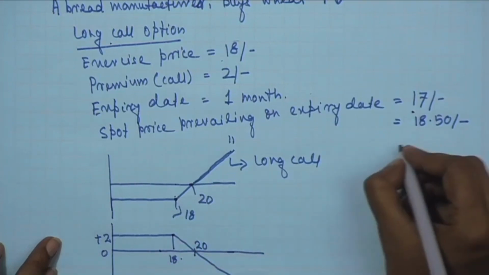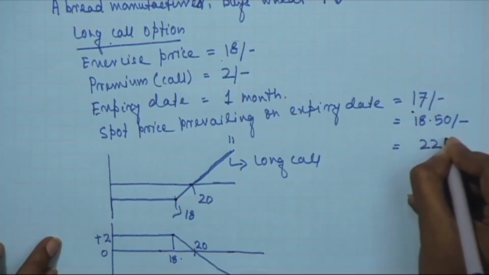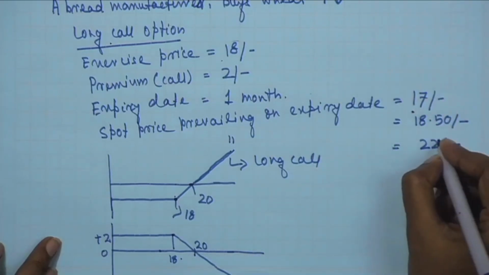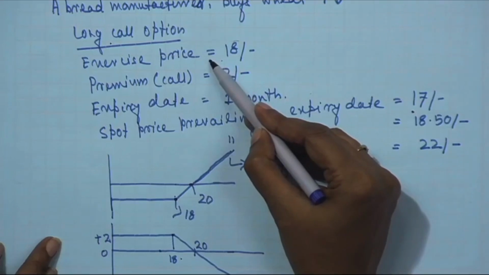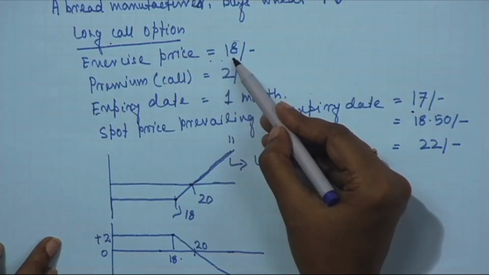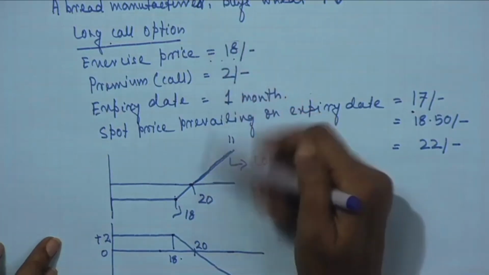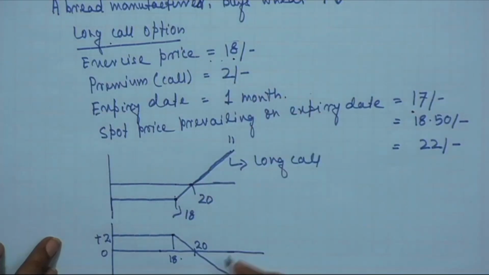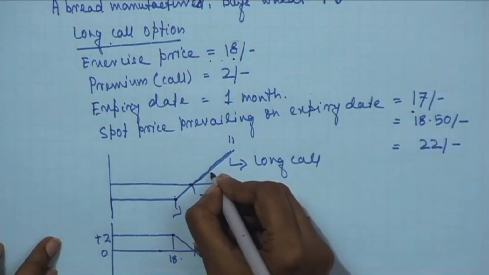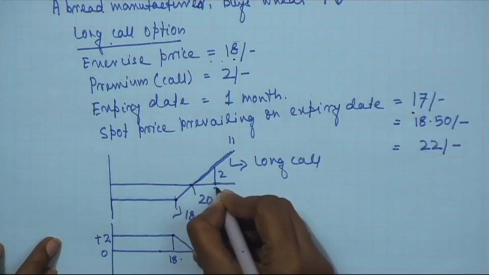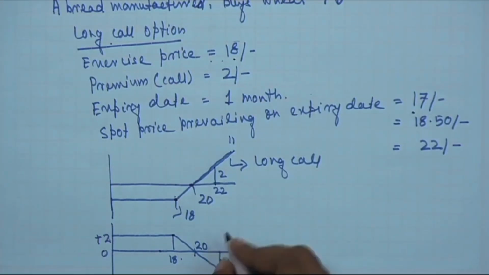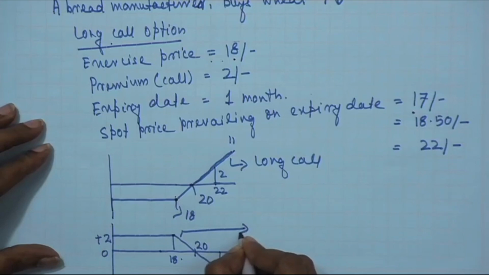Let us say the prevailing market price is 22 rupees. If the prevailing market price is 22 rupees, the long call option holder will exercise the option and buy wheat from the short call party at 18 rupees. So, what is going to be the loss for this party? The gain for this party will be 2 rupees, profit for this, and loss for this party will be 2 rupees. So, this is the payoff for the short call.